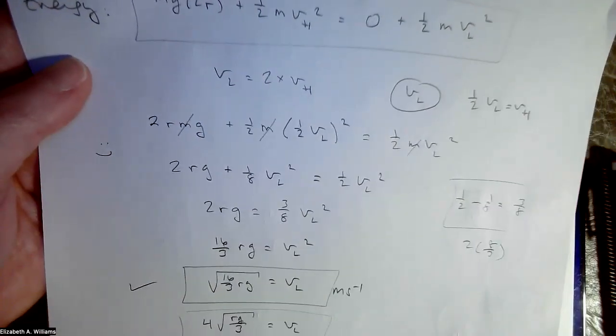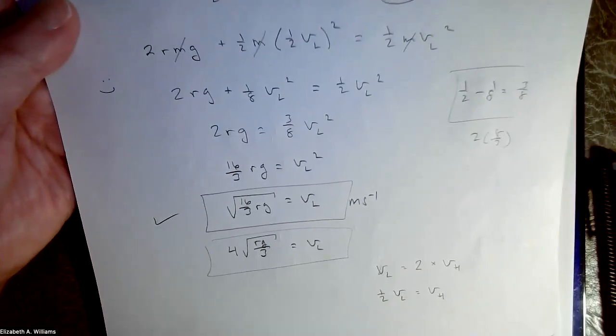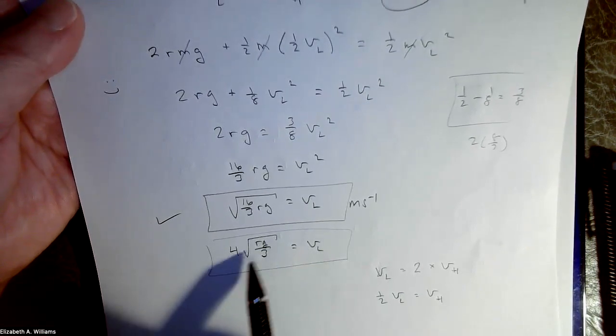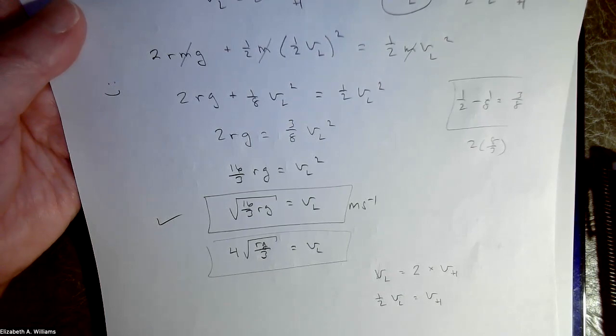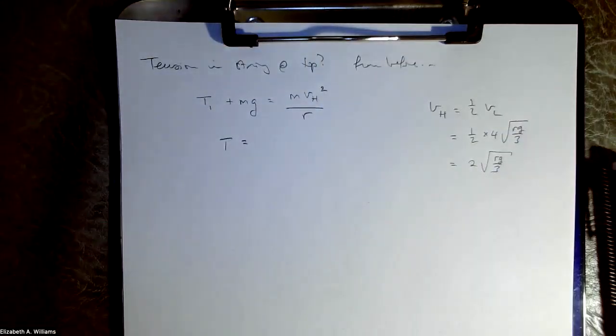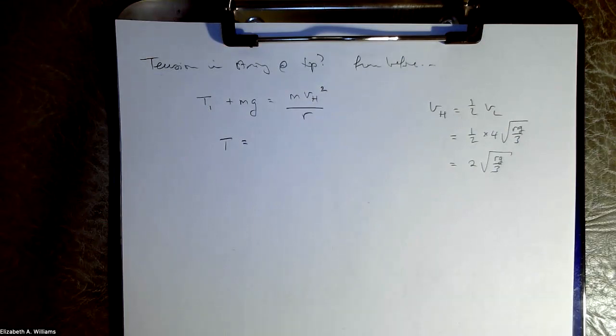You with me? My motivation to do that is just so I don't have to look at velocity. I can look at things that are inherent to the story. The radius is inherent to the story. The mass is inherent to the story. Gravity is inherent to the story. The velocities are variable everywhere. The tension is variable everywhere, but we're figuring out the value of one of the tensions.